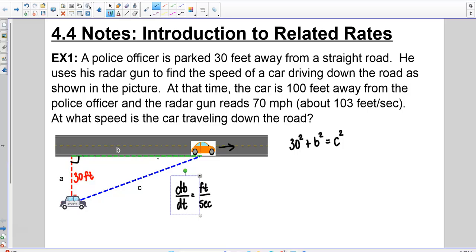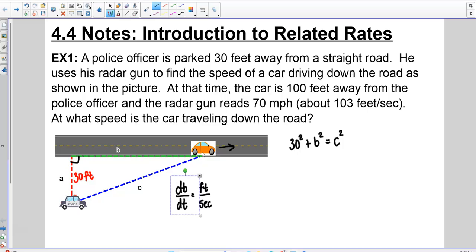But the radar gun is hitting the car from this angle. The radar gun is measuring C and seeing how fast C is changing, right? So dC/dt is also a speed in feet per second, but is it the speed of the car? It is not, because the car is going down the road. The speed that B is changing is the speed of the car. The rate that C is changing is not the speed of the car. It's going to be slightly different.